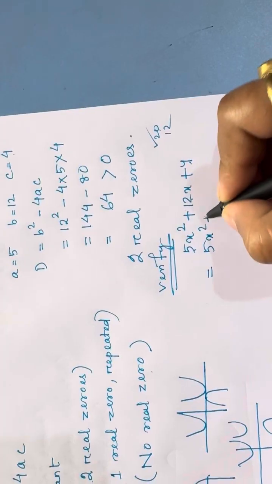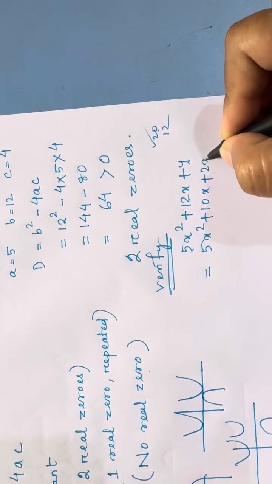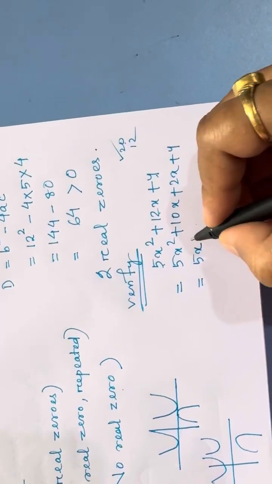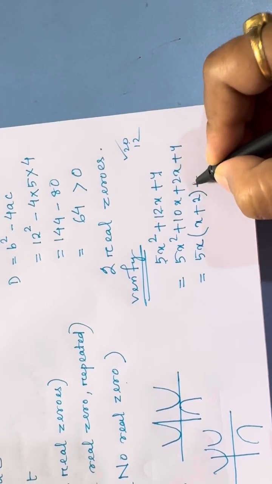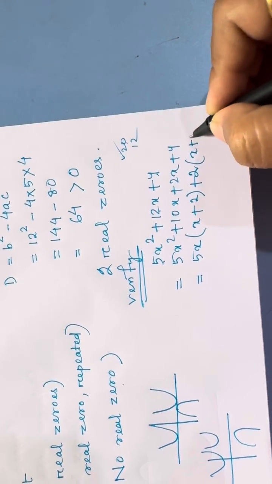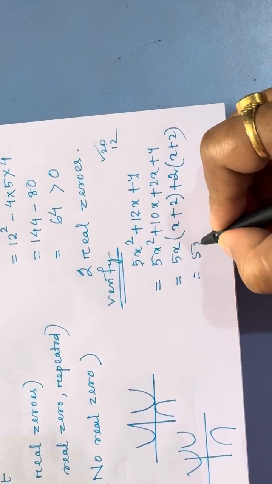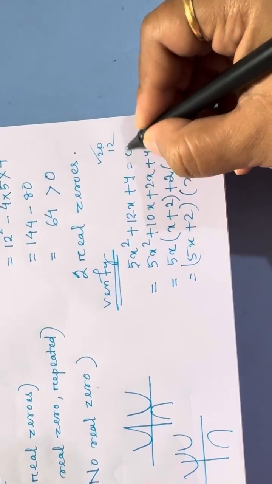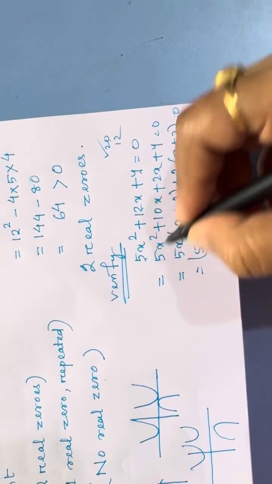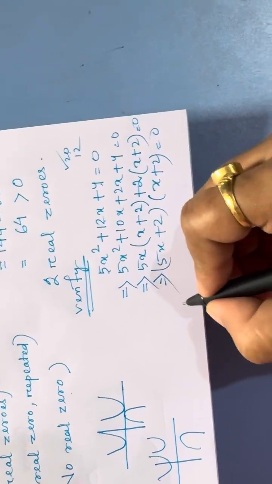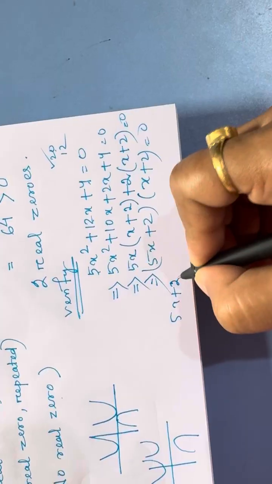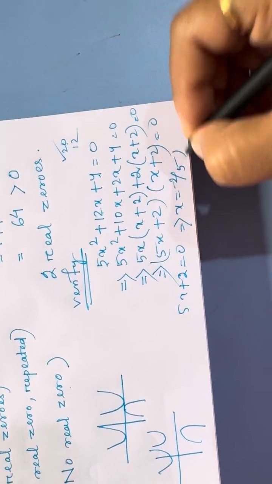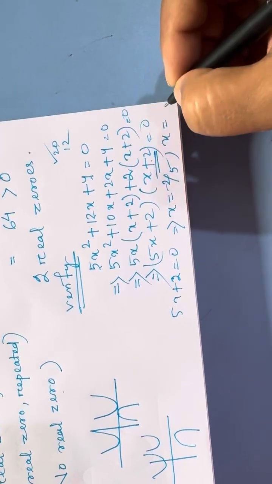So 5x square plus 10x plus 2x plus 4. From this, let's take 5x out as common, it will be x plus 2, then again take 2 as common, and again you will get x plus 2. So we are getting eventually (5x plus 2) into (x plus 2). Let's equate to 0 in order to get the zeros. So here 5x plus 2 is equal to 0, this implies x is equal to minus 2 by 5. Similarly, x plus 2 is equal to 0 gives x equal to minus 2.